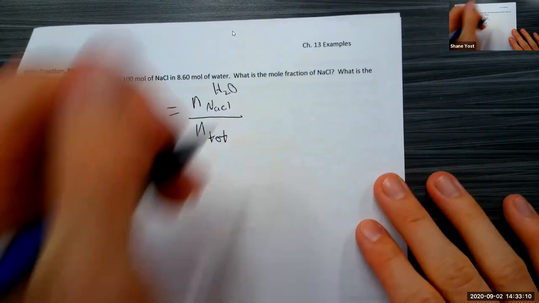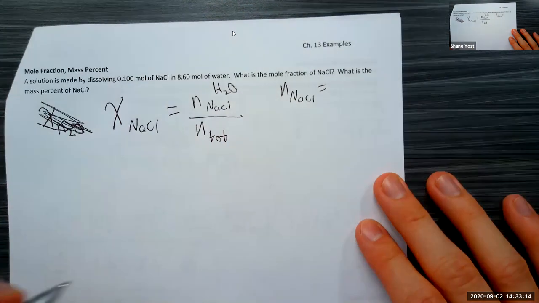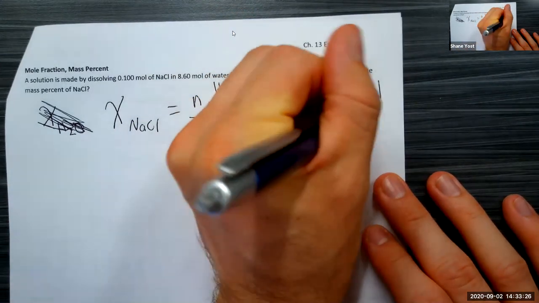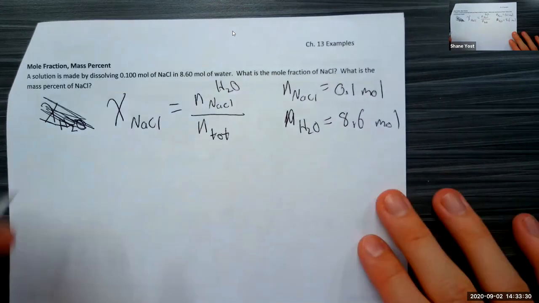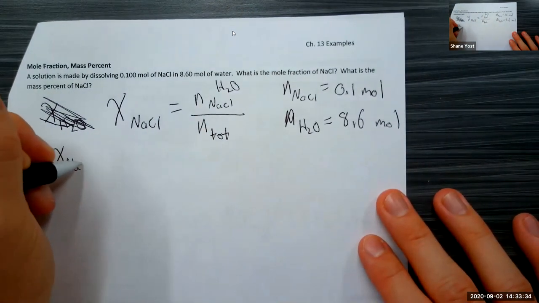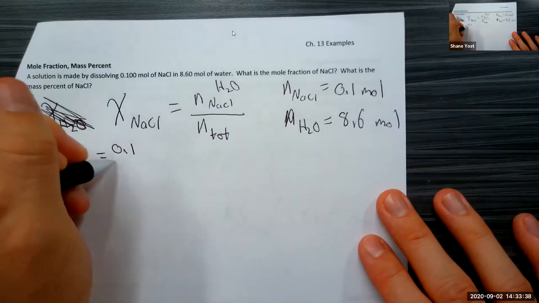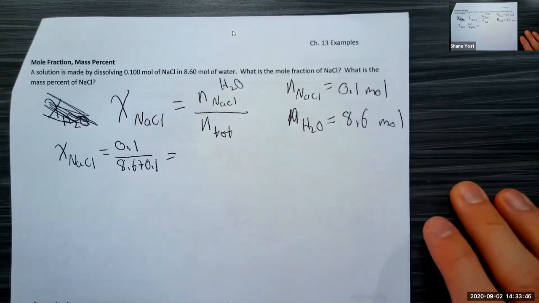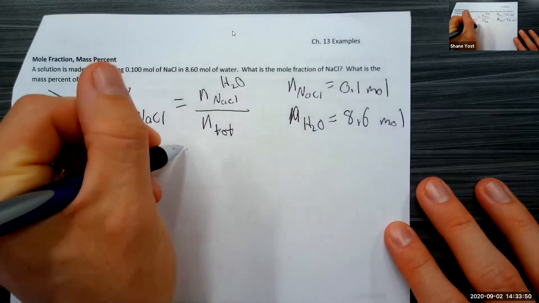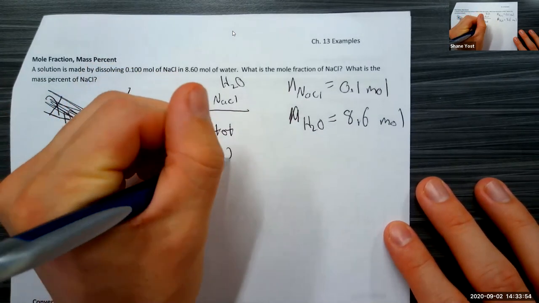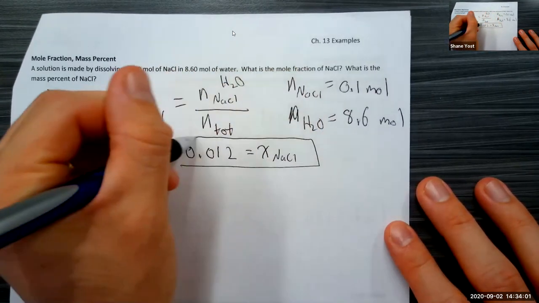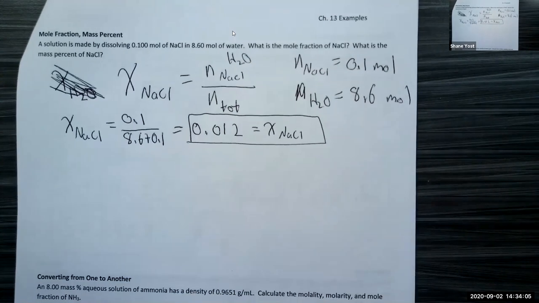What we're given is the moles of sodium chloride, equal to 0.1 mole, and the moles of H2O equal to 8.6 moles. And so this mole fraction of sodium chloride is just equal to 0.1 over 8.6 plus 0.1, which is 8.7. Plug that into a calculator, you'll get 0.012, and that equals the mole fraction of sodium chloride. So that is the first part of this problem. What is the mole fraction of sodium chloride?